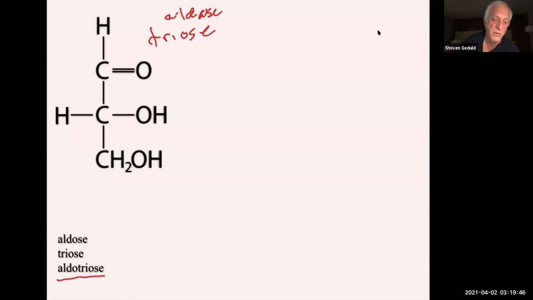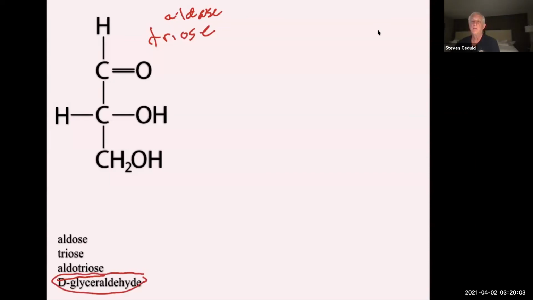Okay, that tells you the functional group on the most oxidized end, and it tells you how many carbons are in it. So aldose, aldotriose. And the actual name of this is D-glyceraldehyde. We get the D because this functional group here is on the right side, the bottom one. We're going to talk about chiral carbons before you actually determine all that.